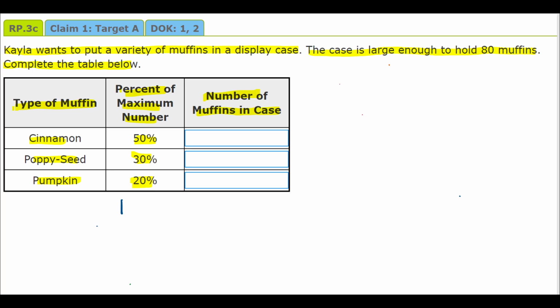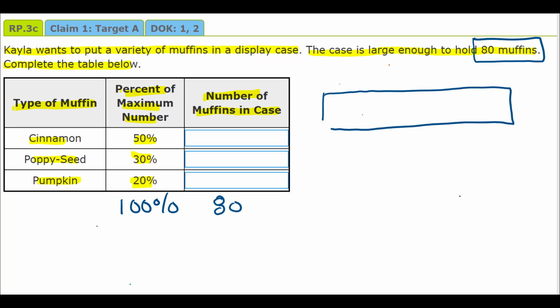So when we add up all these percentages, we have 100%. And we know from the problem that there's a total of 80 muffins. With this information, we can go ahead and start solving this problem, and we're going to use our percent bar, where we have 0% on the left, 100% on the right, and what we're looking for, cinnamon, we're going to look at cinnamon right now, is 50%.